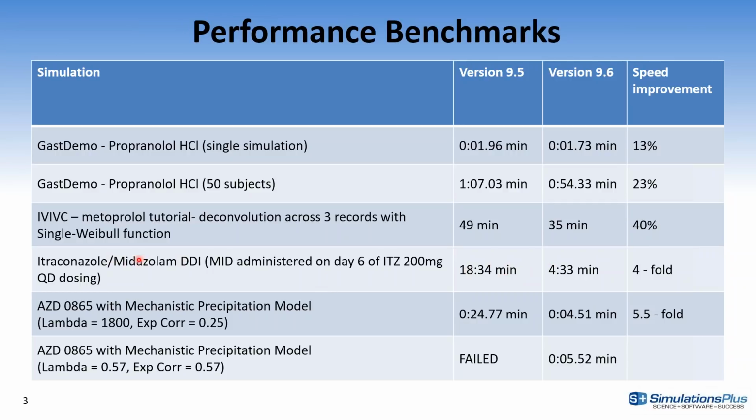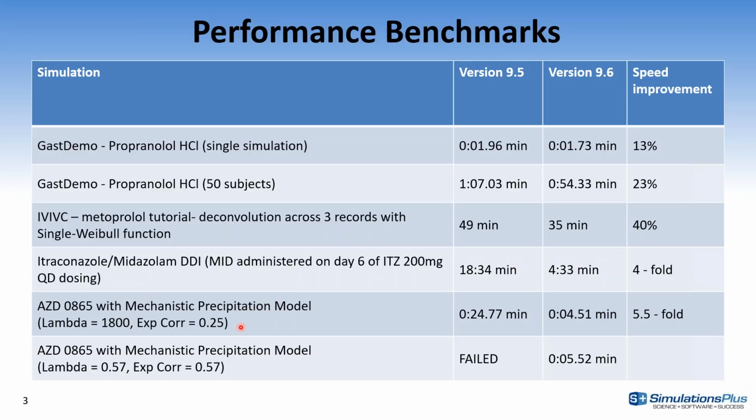But the area where this really brings a lot of improvement is in the tough simulations. For those of you who have tried the DDI module and tried to do simulations with the full itraconazole model, which includes 3 different metabolites, throwing in another compound for the DDI, in version 9.5 this simulation could easily take 20 minutes or even longer, depending on how long an administration of itraconazole you need to simulate. Now it will be done in a matter of 5 minutes or so, a very significant speed improvement.